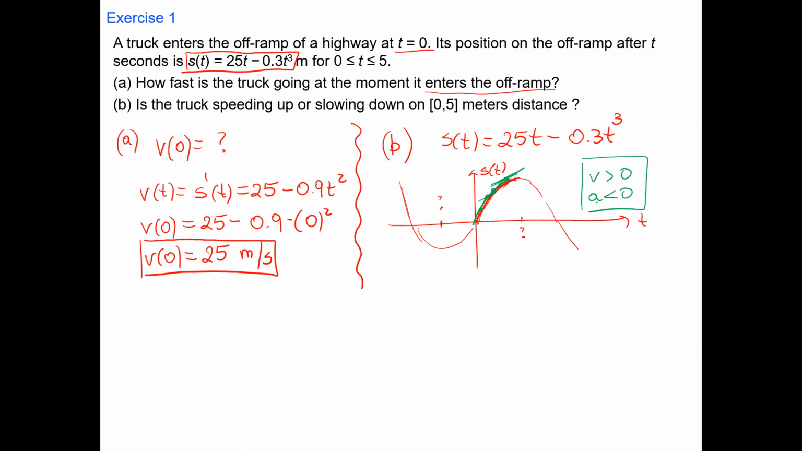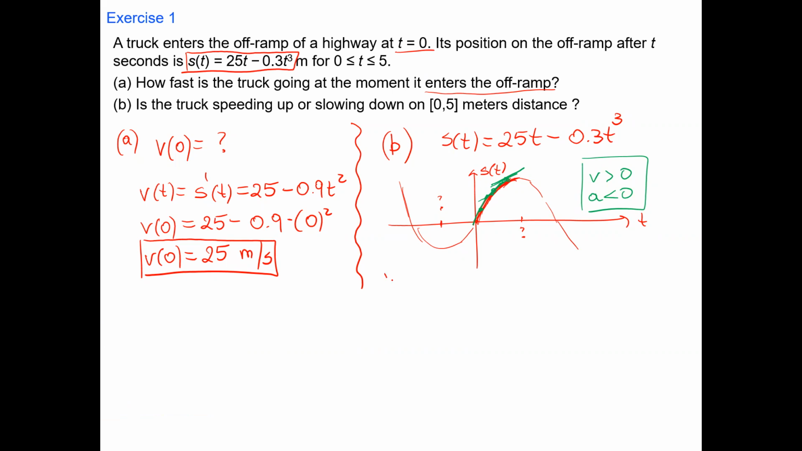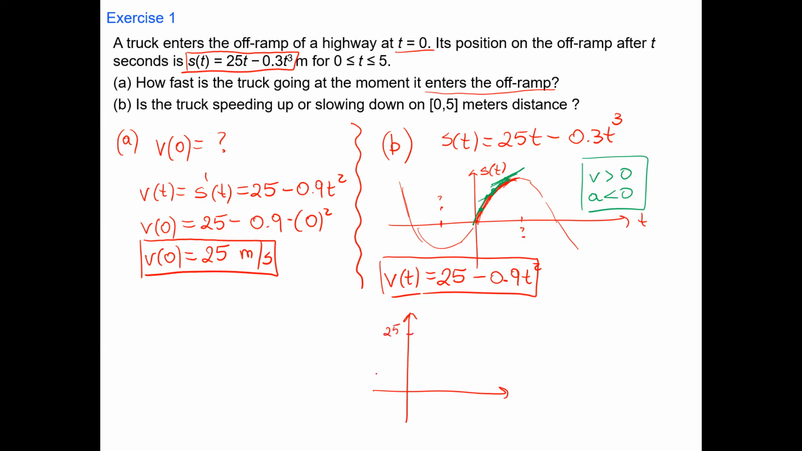Of course we don't exactly know how to draw it, but we can use the calculus part. We can look one more time at the velocity: 25 minus 0.9t squared. This graph is not bad to analyze because it's a parabola in t squared, with a negative leading coefficient and y-intercept 25. We're not interested in that part.